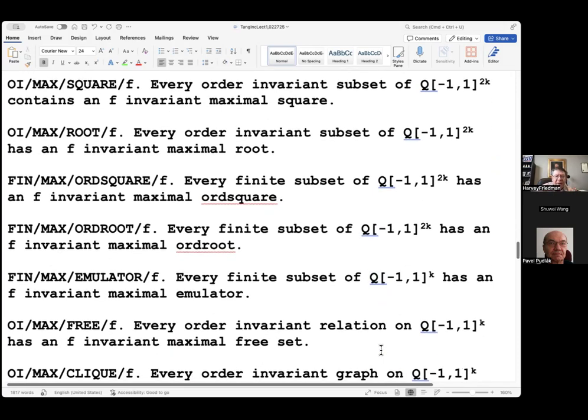Now, in form four, these are templates because F is going to be a parameter. We don't want to quantify over F. That's an absolute disaster. Whereas normally here, we're quantifying over K. We're always quantifying over K. There's only one quantified variable all the way through here. And so this depends upon F. So every order invariant subset of Q minus 1 to the 2K contains an F invariant maximal square. That's my lead one. I had to pick one to be first. I picked that one.